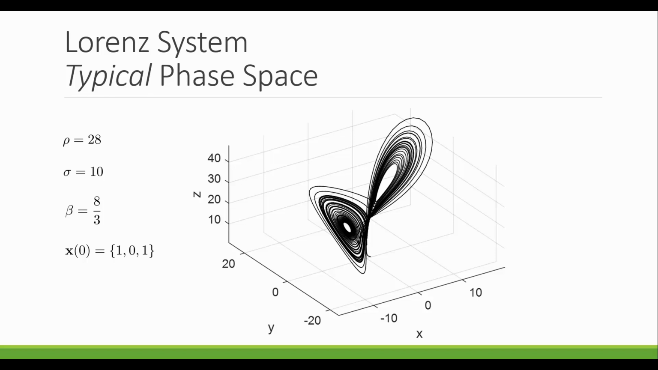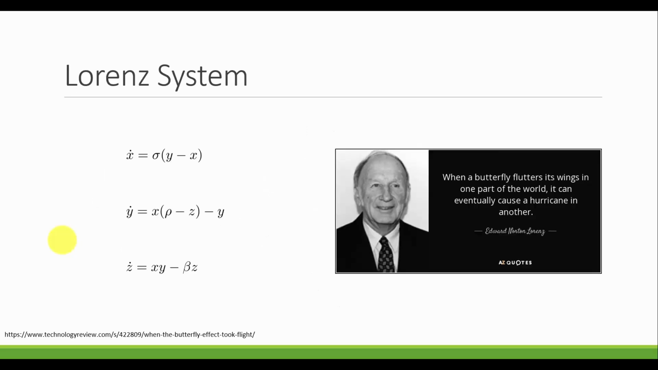Now that we've seen a glimpse of the state space for this system, let's see how we construct it in MATLAB, and then we can go on to see what happens if we perturb the initial conditions and the parameters. So first, I just want to quickly revisit the state space model that we have for this system.